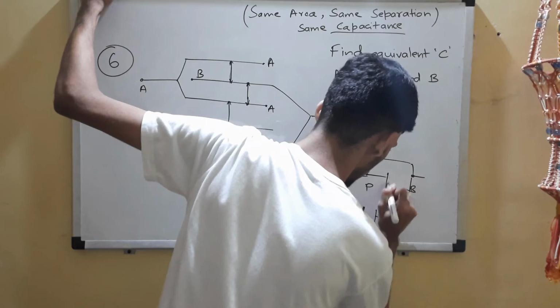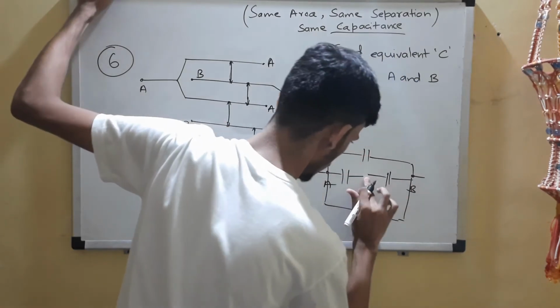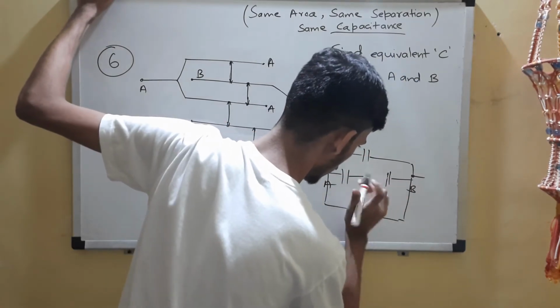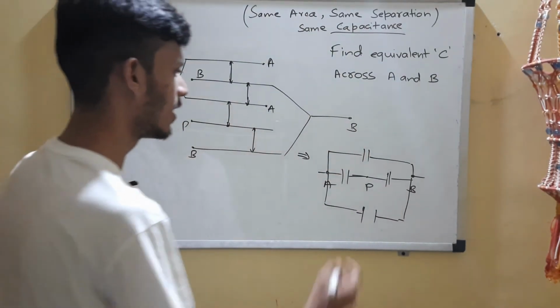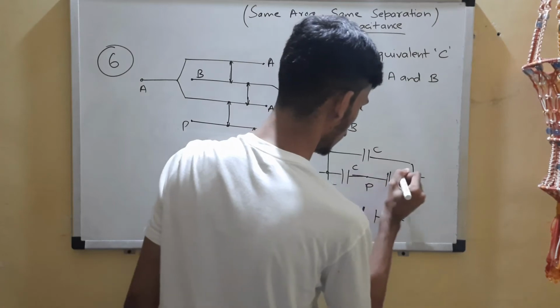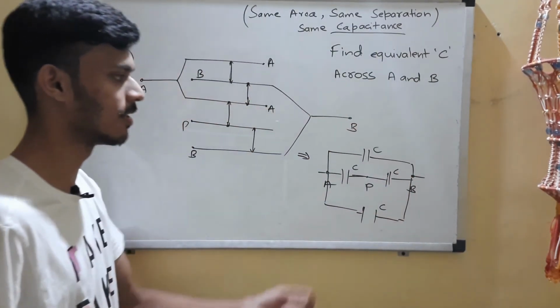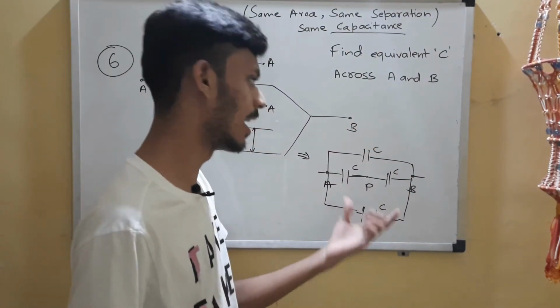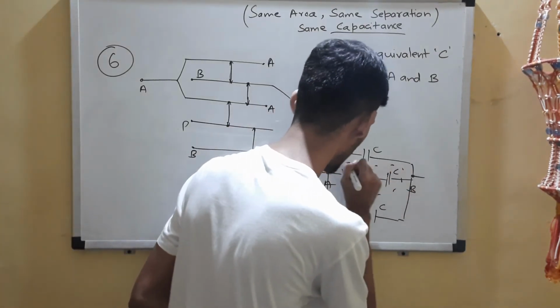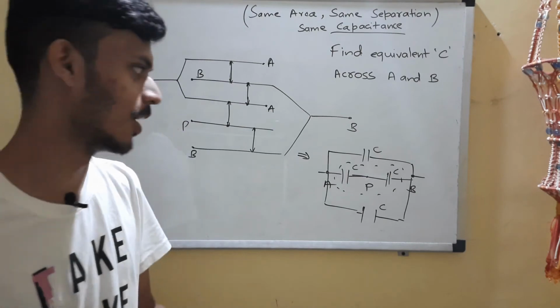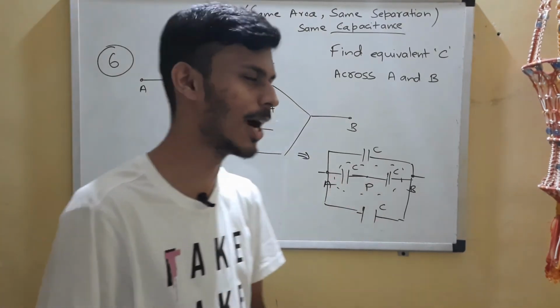Okay, so here is the second one. Somewhat like this. Now it is easy to find the capacitance because we are familiar with this type of circuit. You can see that all three branches are in parallel. Here C and C in series, what does that give you? That will give you C by 2, right? C and C in series will give you C by 2.